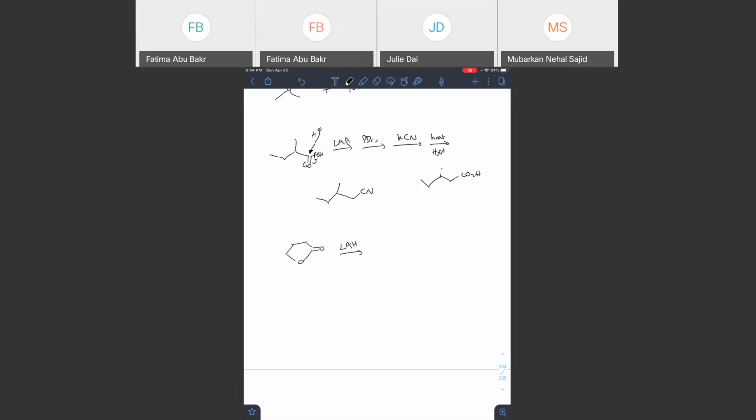So LAH, you have a hydride, H minus, it'll attack, that'll go up, come down, break off. So that's going to give us this, right? And then, because it's LAH, you can always assume that it's excess. Then another hydrogen is going to come along, attack. This is going to go up, grab a hydrogen. So our end product is going to look like this.